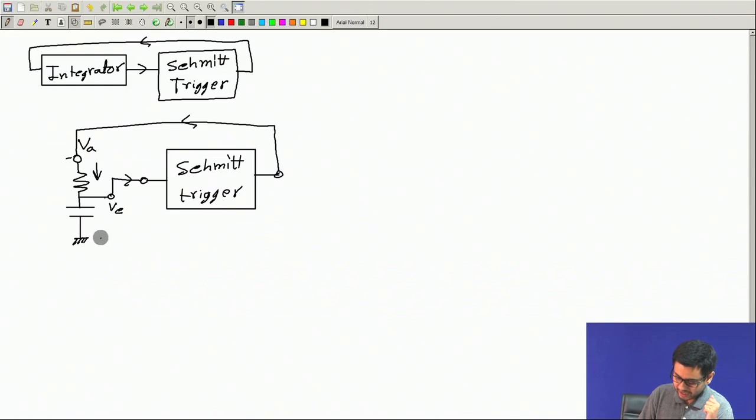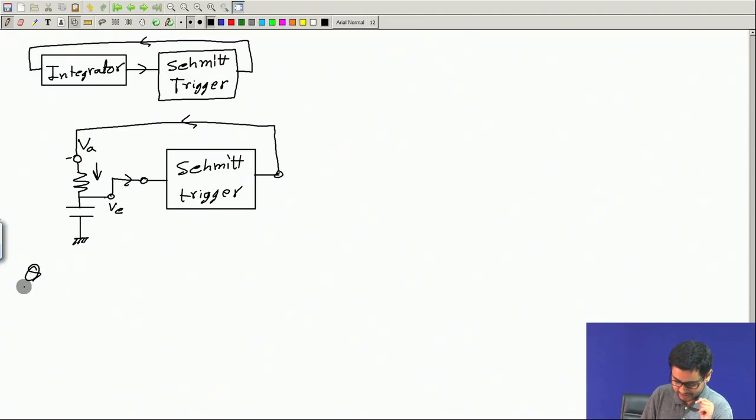Okay. And now, let me ask you a question. Which type of Schmitt trigger is it? Should it be an inverting type Schmitt trigger or a non-inverting type Schmitt trigger?